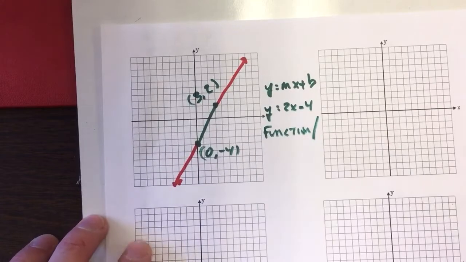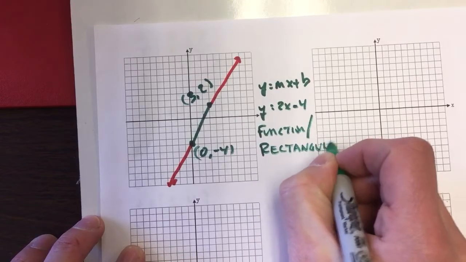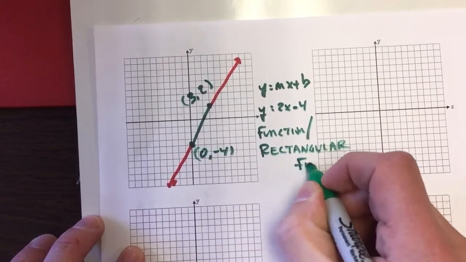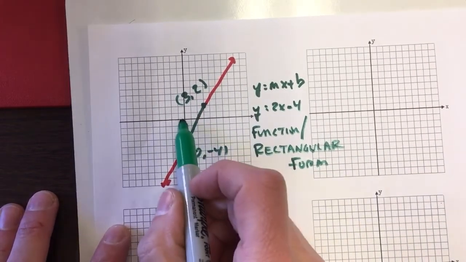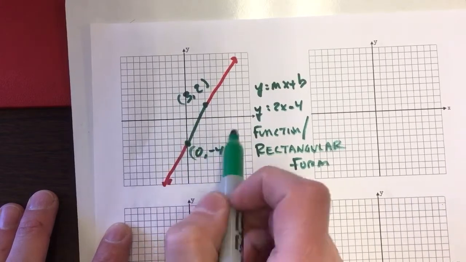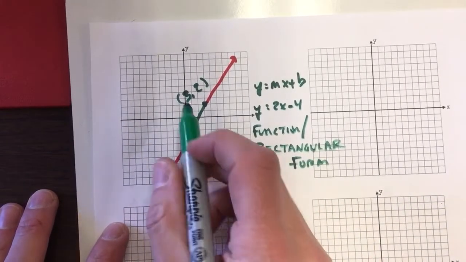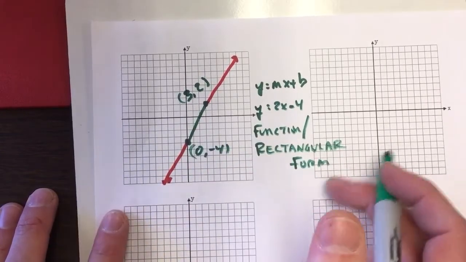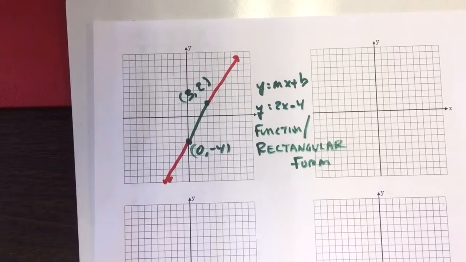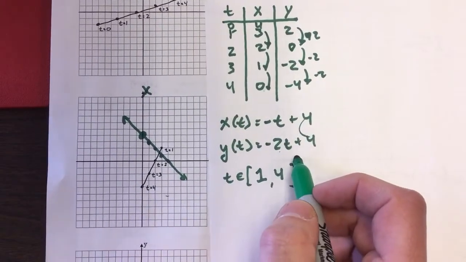I will also call this rectangular form, rectangular coordinates. What's so rectangular about it? Look at the xy. X and y are perpendicular to each other. They make a right angle. So those are rectangular. X is perpendicular to y. Compared to our parametric equations, where we have 1 for x, 1 for y.